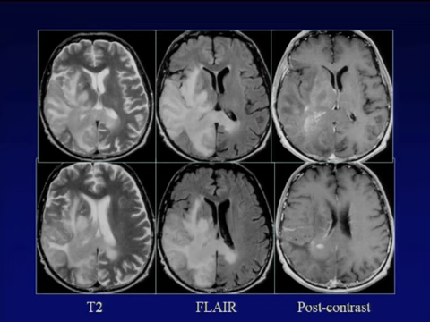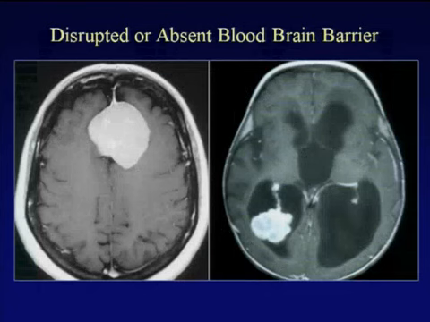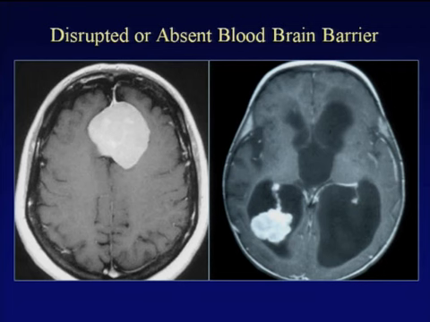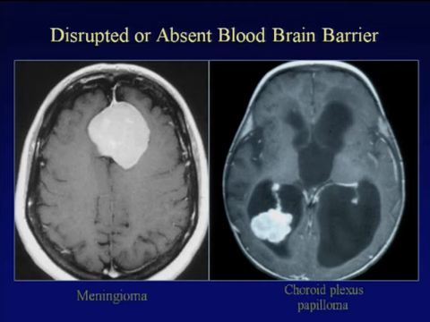So in this very aggressive tumor, you see only this minimal degree of enhancement. And vice versa, we may see a disrupted or absent blood-brain barrier in cases of benign tumors, such as in this case, which is obviously a falx meningioma, or in this case, a very typical choroid plexus papilloma.